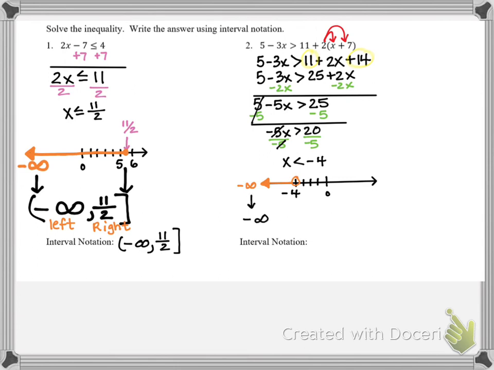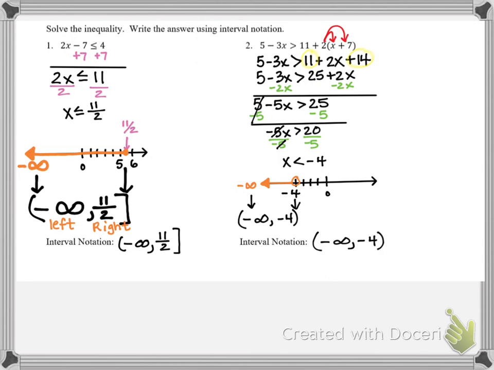So for my interval notation, the left side will have negative infinity, the right side will have -4, but now they both get parentheses because -4 is not included. It was just less than -4, so x cannot also be equal to -4. So my interval notation is negative infinity, comma, -4 with a parenthesis.